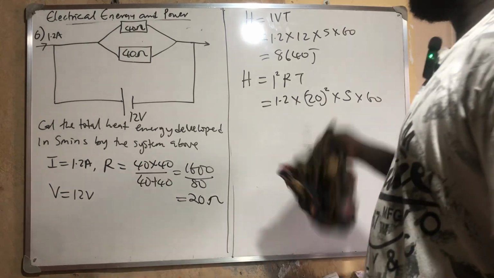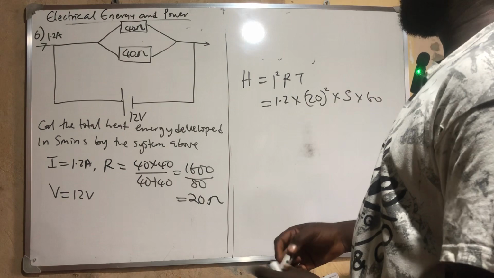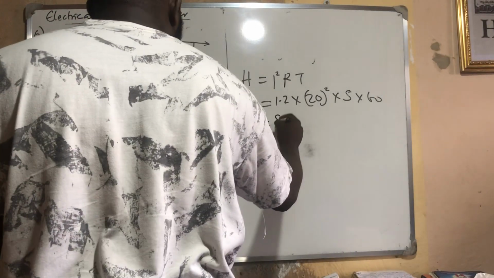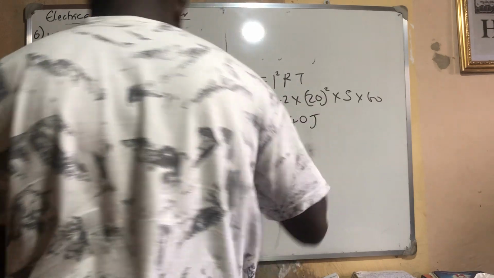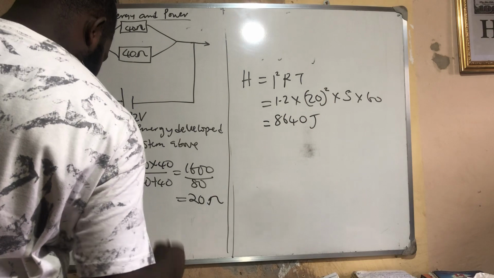So instead of making a mistake, please let's use this formula. H is equal to I squared RT, which will give you 8640 joules. So that is that for that.